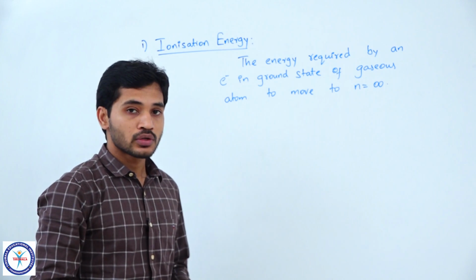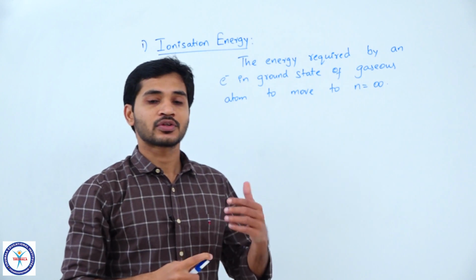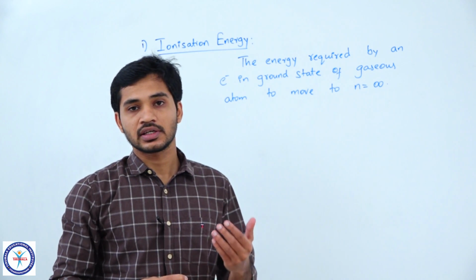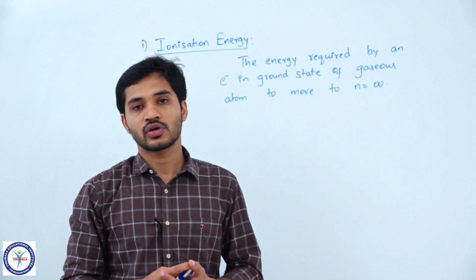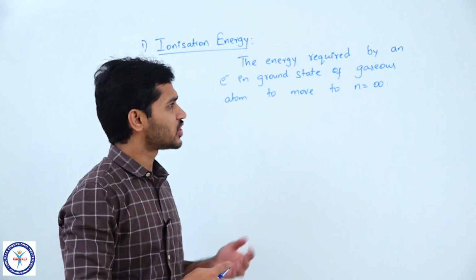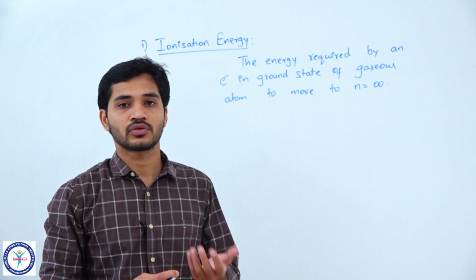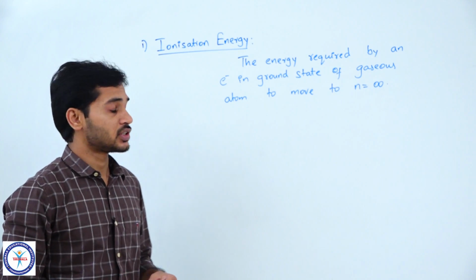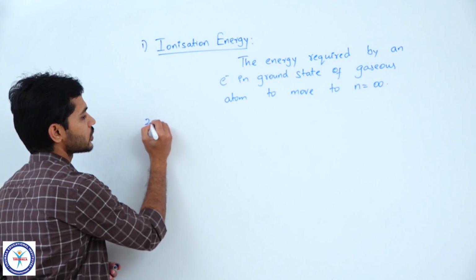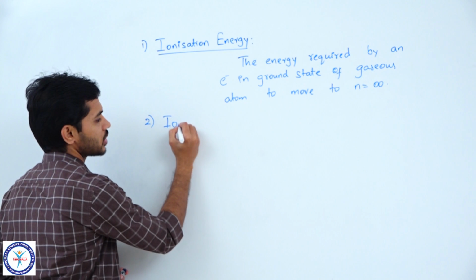So, to take the electron from the n equal to 1 state to the n equal to infinity state in a gaseous atom, the amount of energy that should be supplied is what we call ionization energy, and it is measured in electron volts. So, that is ionization energy. The next term which we will be using is ionization potential.